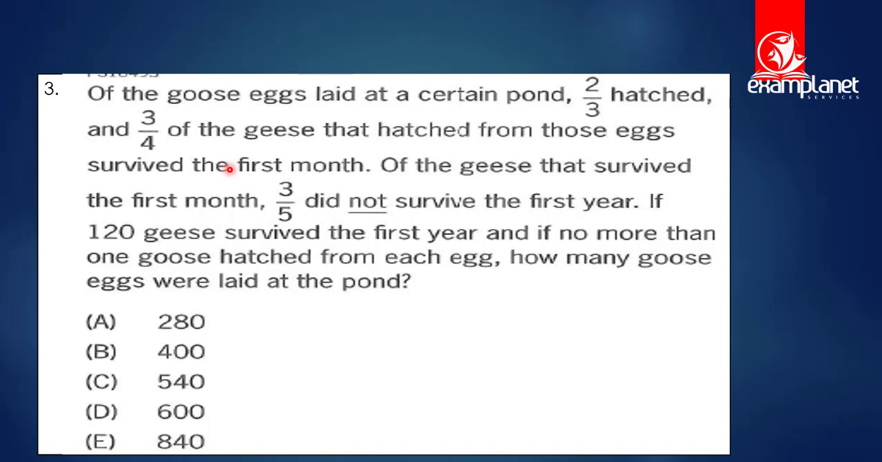So this is it: of the goose eggs laid at a certain pond, 2 over 3 hatched, and 3 over 4 of the geese that hatched from those eggs survived the first month. Of the geese that survived the first month, 3 over 5 did not survive the first year. If 120 geese survived the first year, and if no more than 1 goose hatched from each egg, how many goose eggs were laid at the pond? Okay, it's a long question. Yes, it's a word problem question.